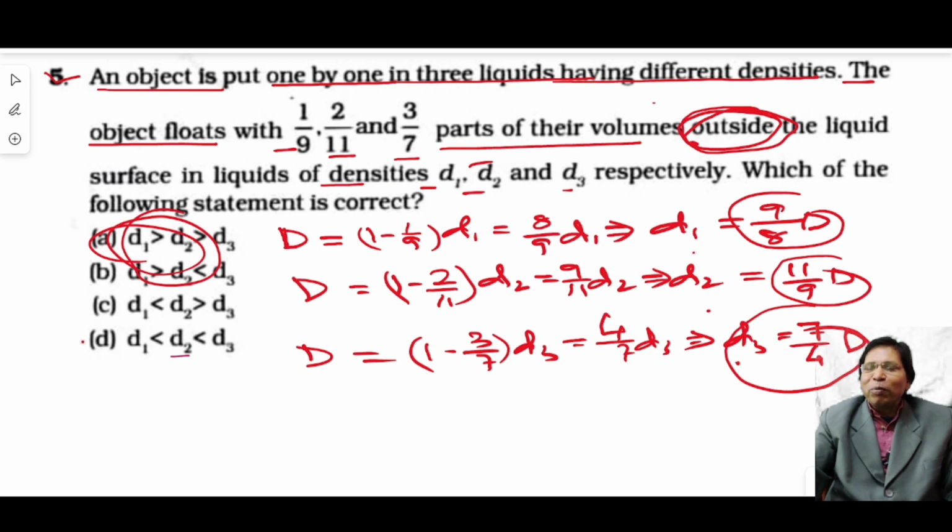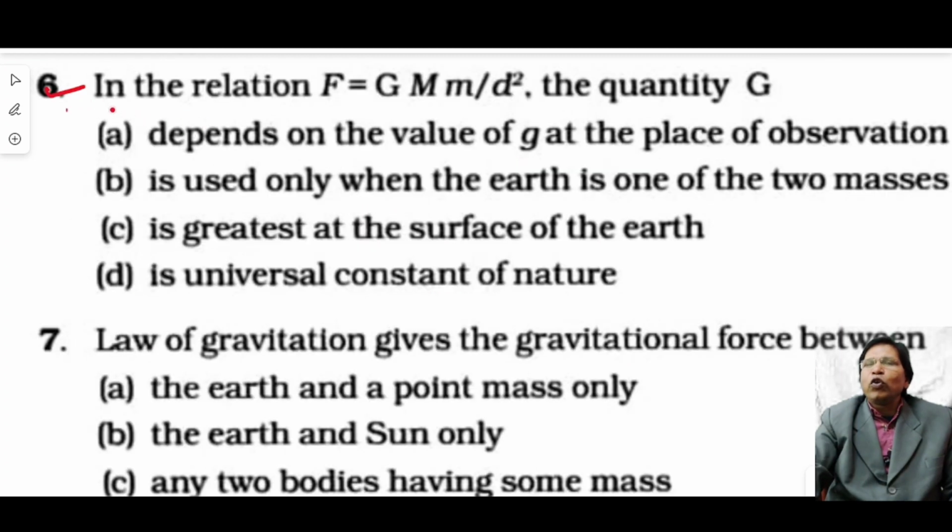Okay. Now, the option is D: d1 less than d2 less than d3. Okay. Understood? Next. Now, question number 6.